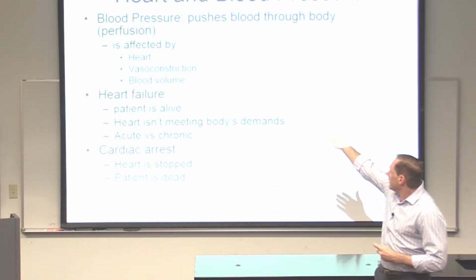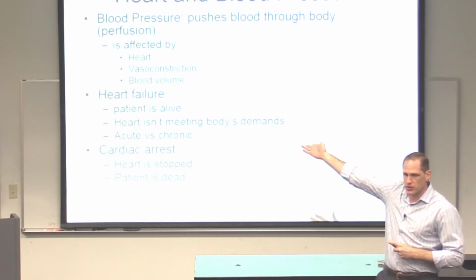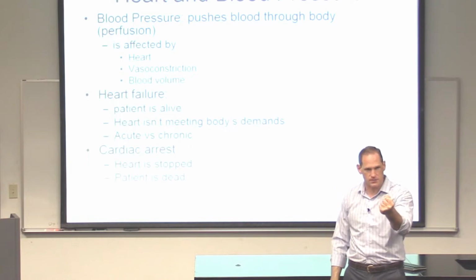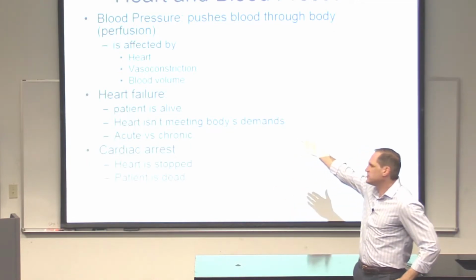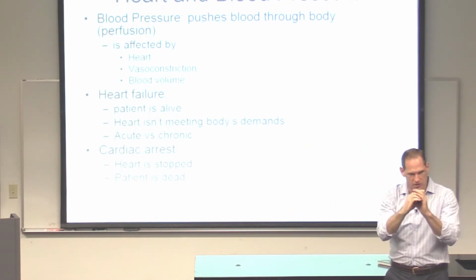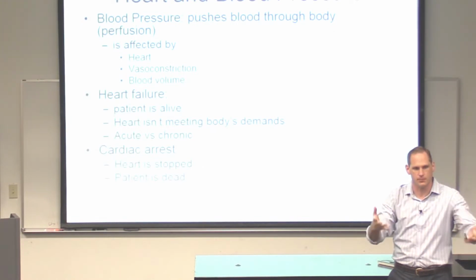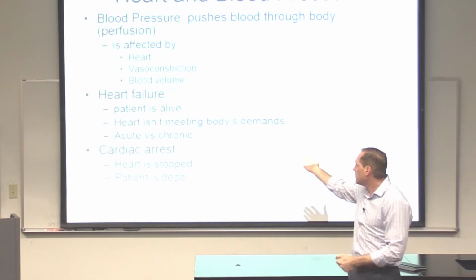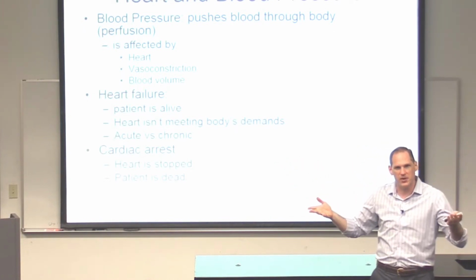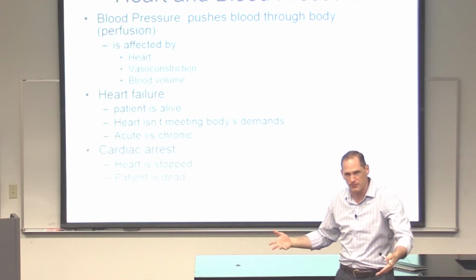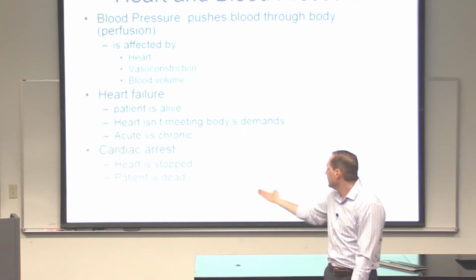Now, blood pressure is affected by your heart, how fast and how hard it's beating. By vasoconstriction, we talked about that. The tighter your arteries, the more blood pressure you have; the more dilated they are, the less blood pressure they have. And by the blood volume. The more blood volume you have, the higher the blood pressure; the lower your blood volume, the lower the blood pressure.